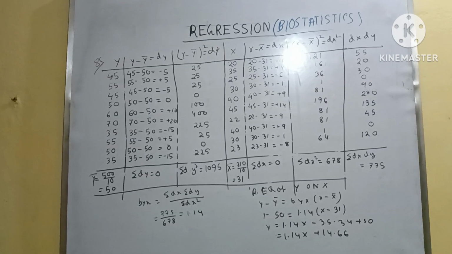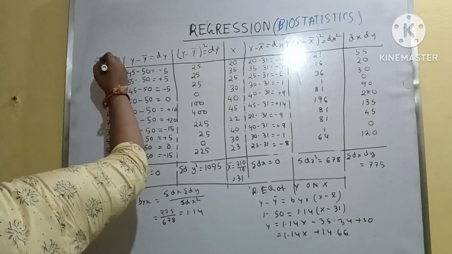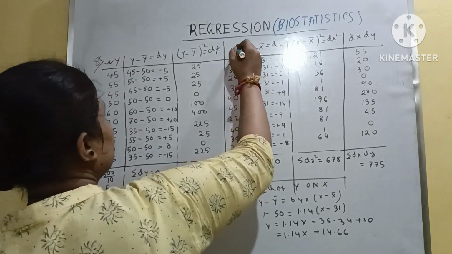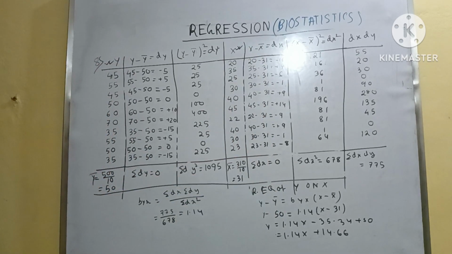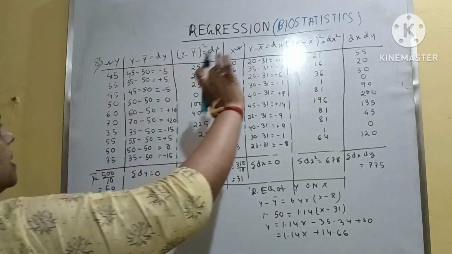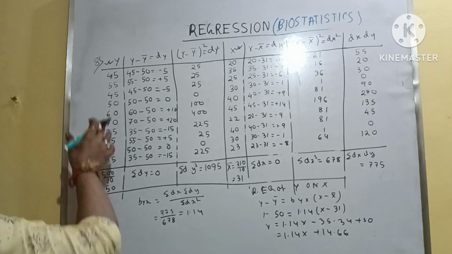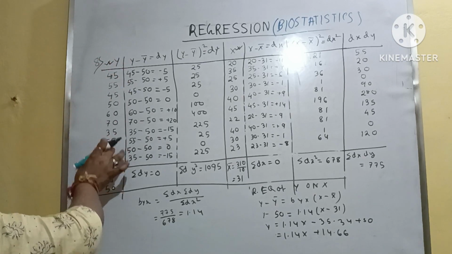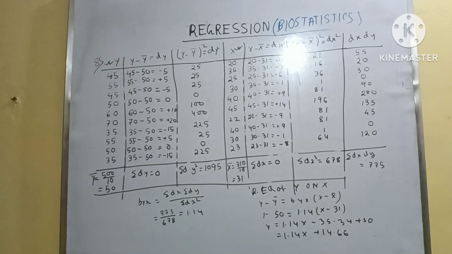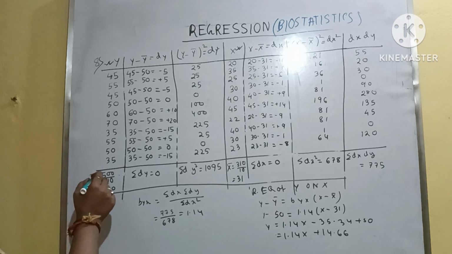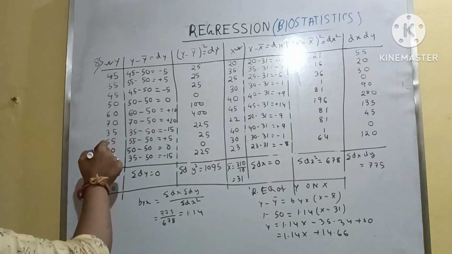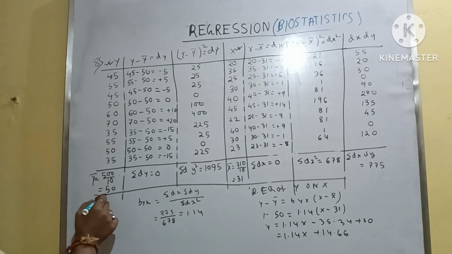Okay, so here is the problem: the y value is there and the x value is there. Then how do we calculate the dy value, dx value and dx dy value? First we have to add all the variables related to the y series, and the value is 500. Now we have to calculate the y bar value, that is 500 divided by the number of individuals, that is 10. The answer is 50.